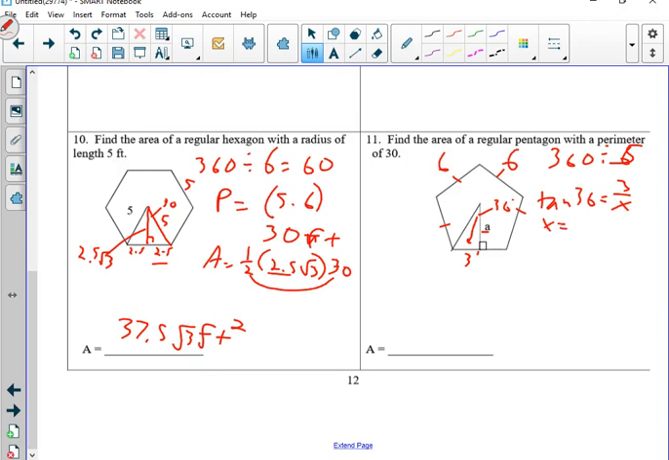So remember, we switched these. 3 divided by tangent of 36. So x is 4.13, which is also the apothem. So area is 1/2 the apothem times the perimeter, which we know is 30. So once again, half of 30 is 15 times 4.13, 61.95 square units.